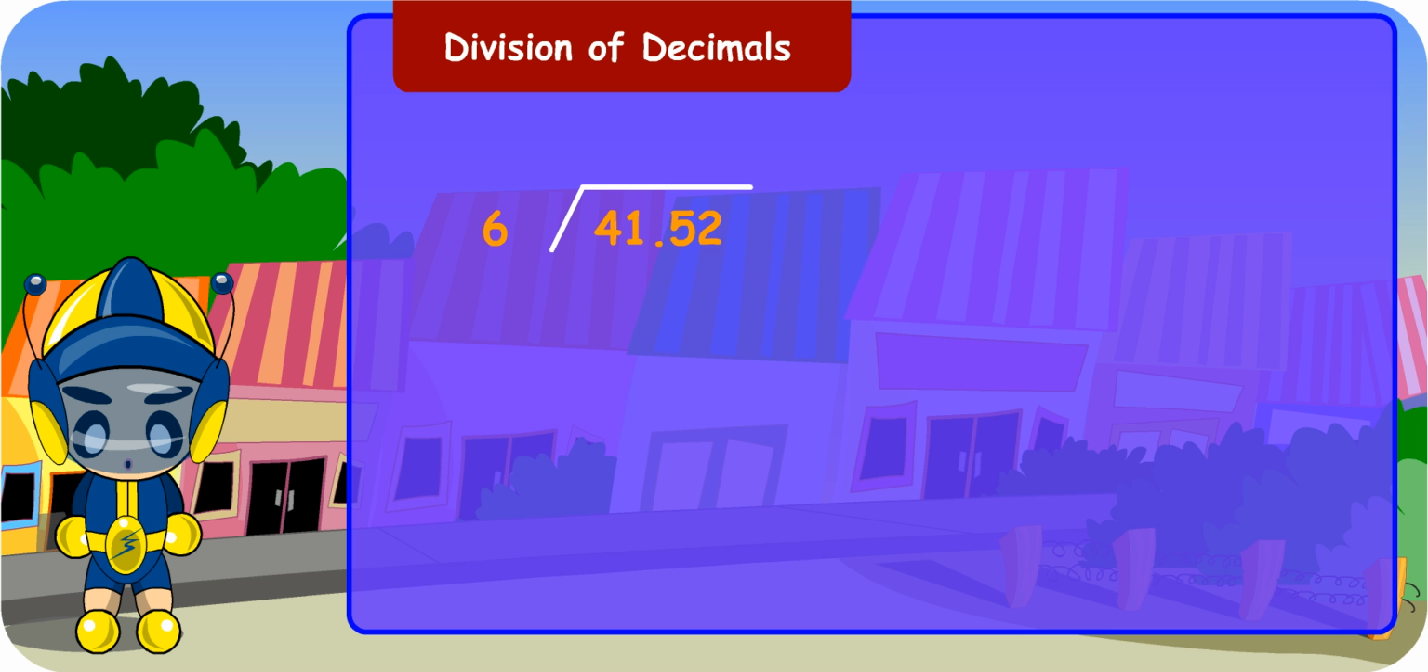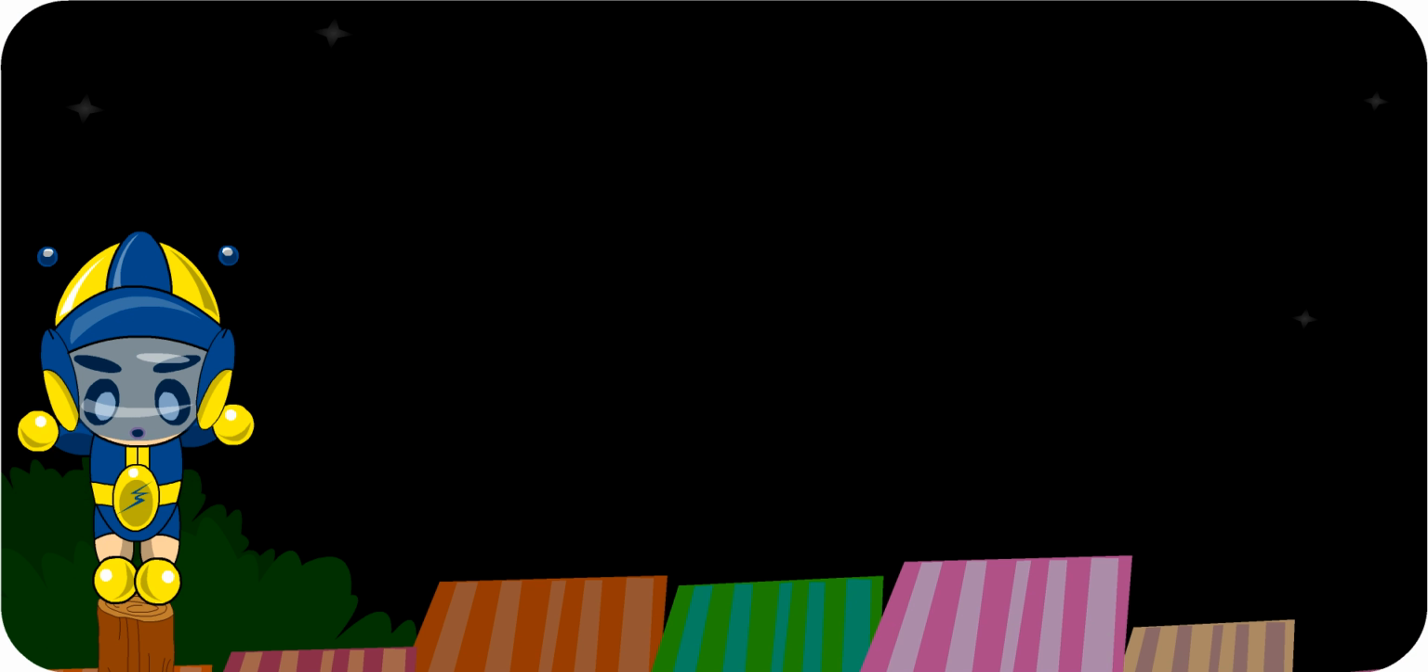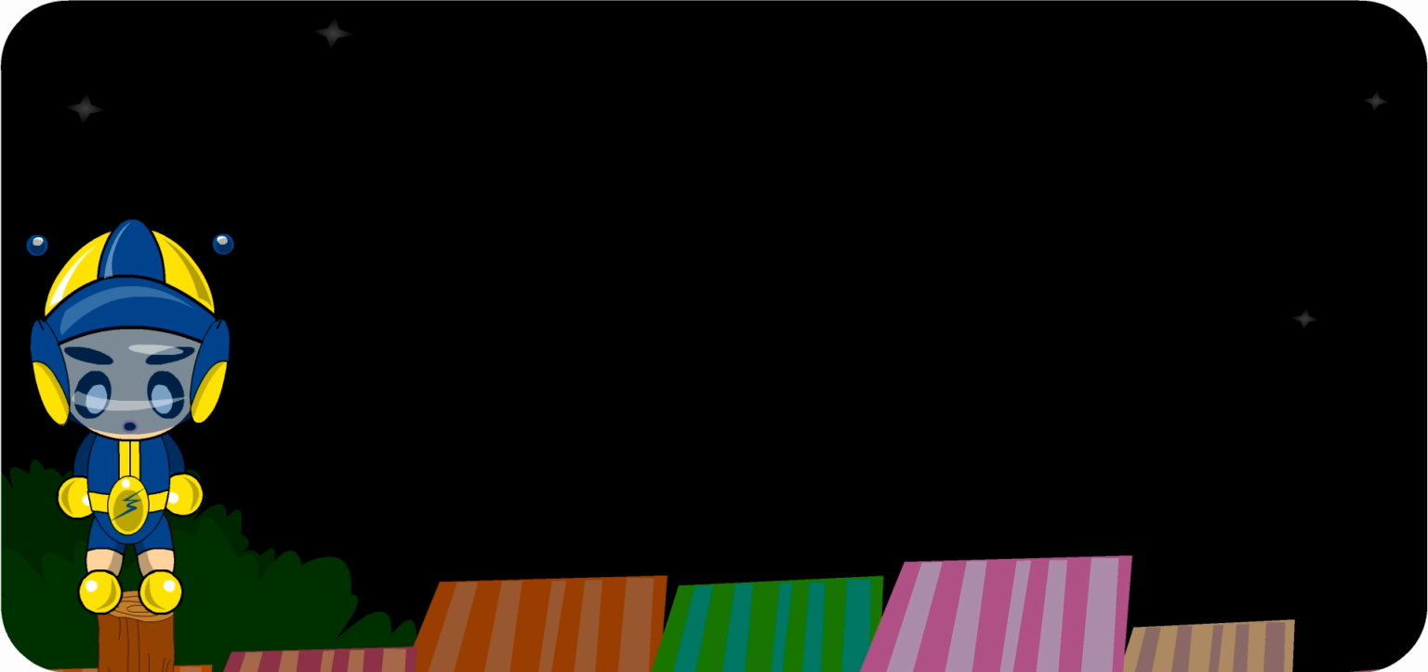41.52 divided by 6 equals 6.92. Using long division, I divide 41.52 by 6 as I would if they were whole numbers. I write in the decimal point between 6 and 9 in the quotient. Well done, Turbo Boy.